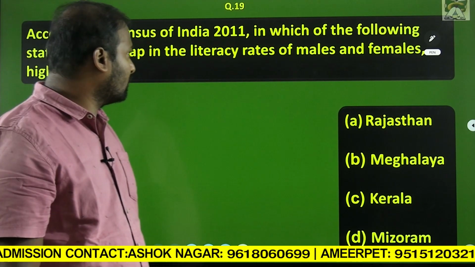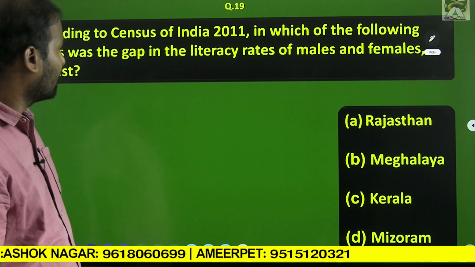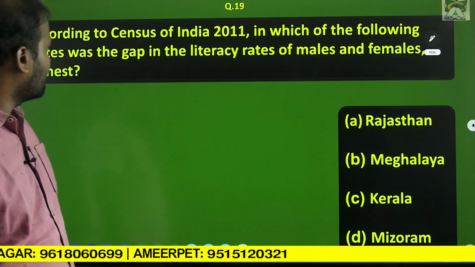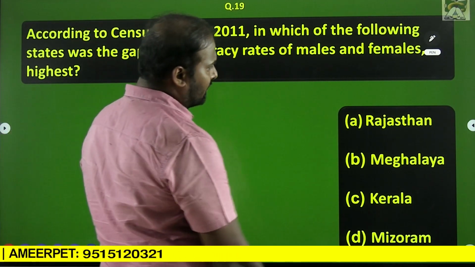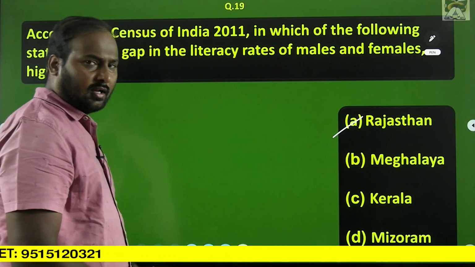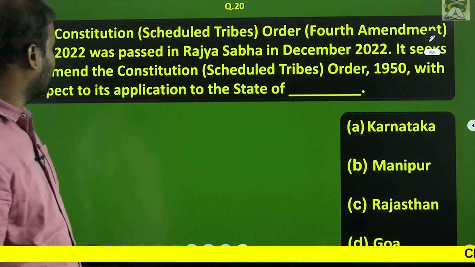According to the Census of India 2011, again this question is from human geography that we have discussed in the classroom also. In which of the following states was the gap in the literacy rates of males and females very, very high? Your answer is Rajasthan. In Rajasthan you can see a very big gap between the male and female literacy rates.